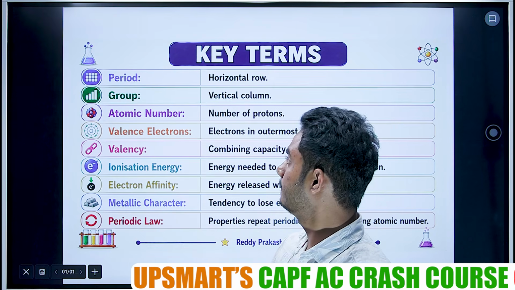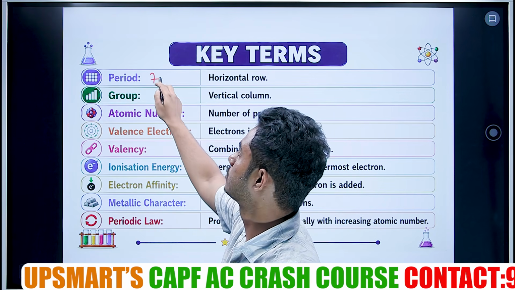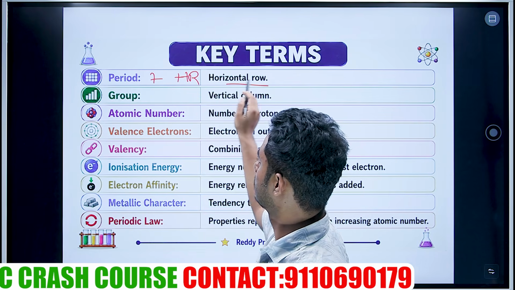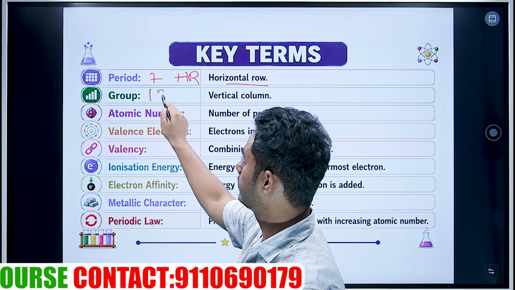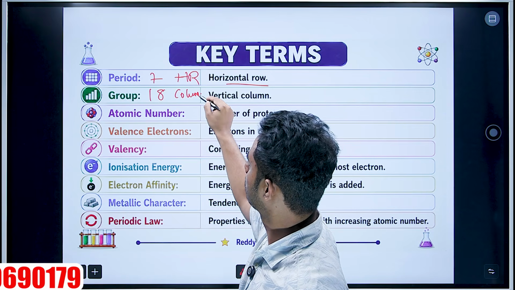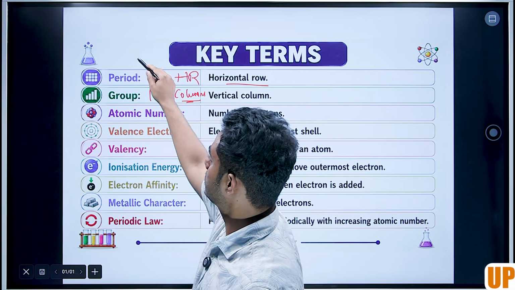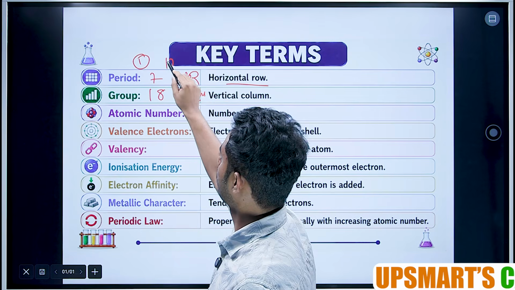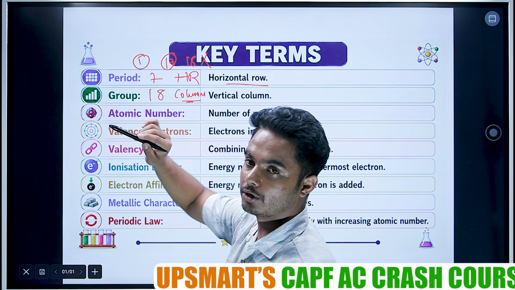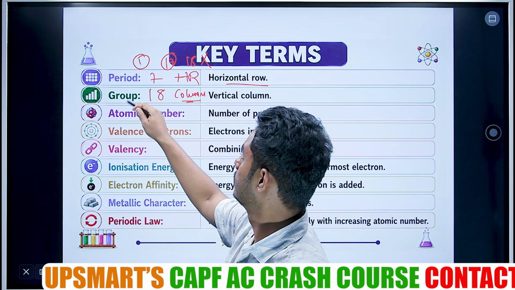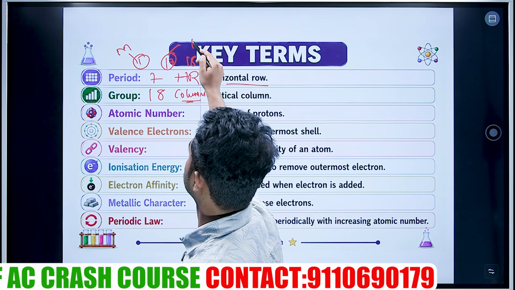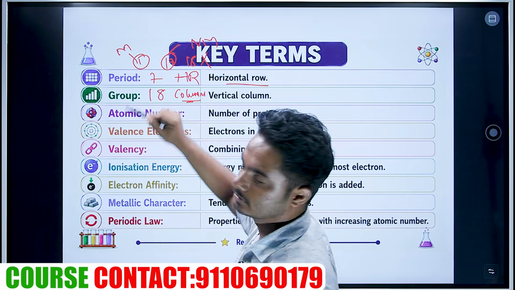How many periods are there? 7 periods. What are the periods? Horizontal rows. Horizontal rows are periods, 7 periods. What are groups? How many groups are there? 18 groups. Those are columns, vertical columns. First group is highly reactive. 17th group is also highly reactive. 18th group is not reactive. Those are the inert group. First group are metals and the last end groups are non-metals.